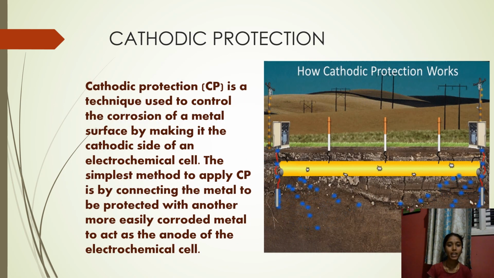Let's discuss cathodic protection. Cathodic protection is a technique used to control the corrosion of a metal surface by making it the cathodic side of an electrochemical cell. The simplest method to apply cathodic protection is by connecting the metal to be protected with another more easily corroded metal to act as the anode of the electrochemical cell.